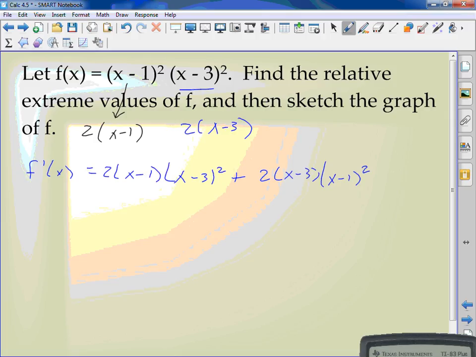Now I'm here. I need to try to factor. Well, the first thing I always need to do is see what I have alike. There's a thing here, and there's a thing over here. What do both of these have? They have a 2. They also both have an x minus 1, and they both have an x minus 3.